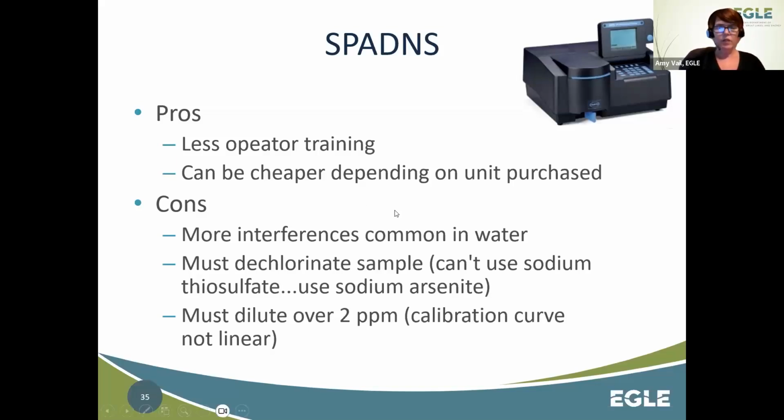Some of the cons, like I said: lots of things interfere with this that are common in water. Phosphate, sulfates, aluminum, at pretty low levels, things that we would normally see in water, so they can interfere with the sample. Again, you have to dechlorinate the sample, but you can't use sodium thiosulfate, which is the one that we're most familiar with. You have to use sodium arsenite for this one. A lot of times the SPADNS comes with sodium arsenite already incorporated with it. And I already talked about diluting above 2.